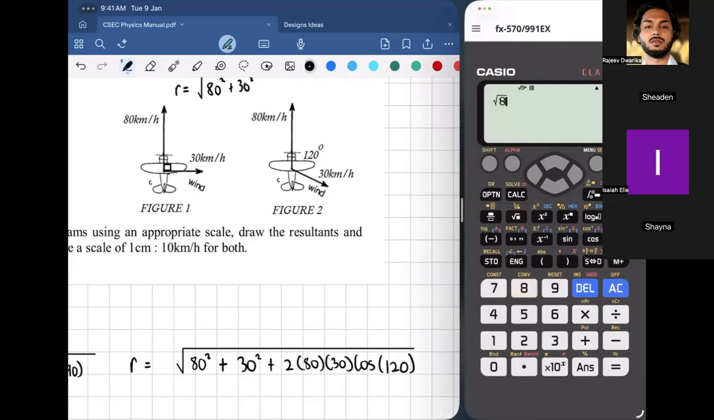Right, so 80 squared plus 30 squared plus 2 by 80.